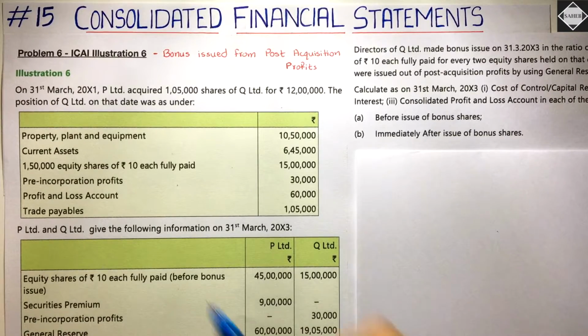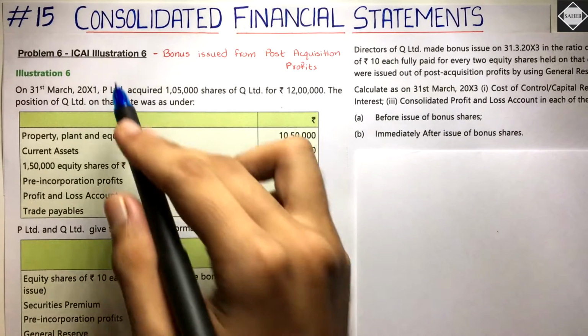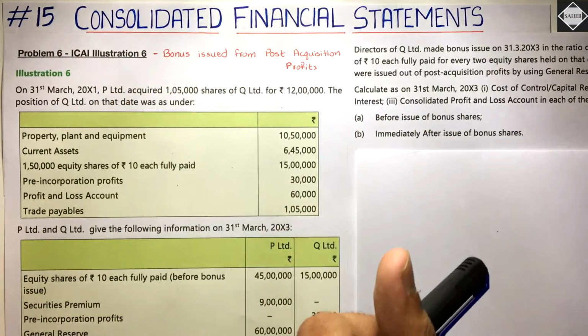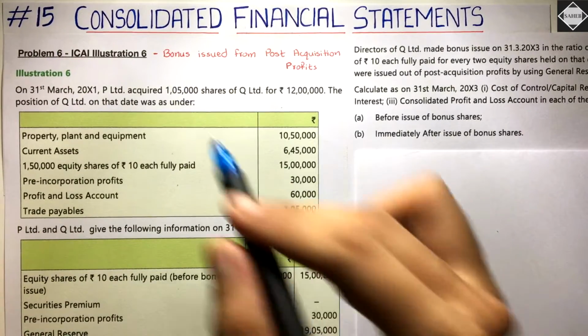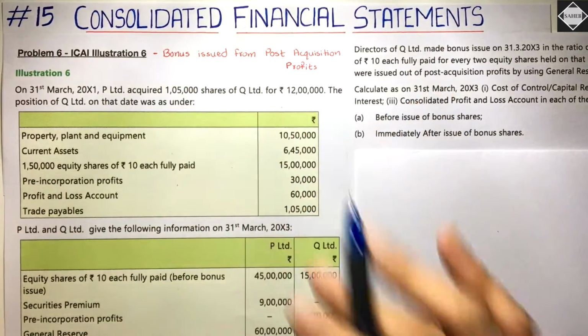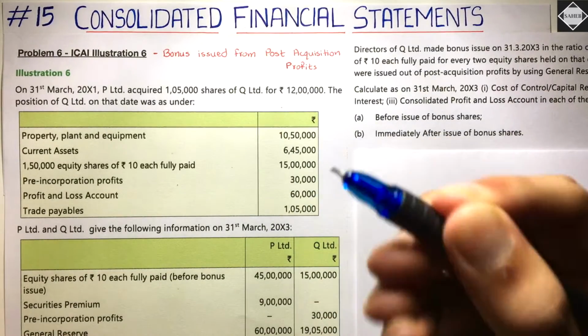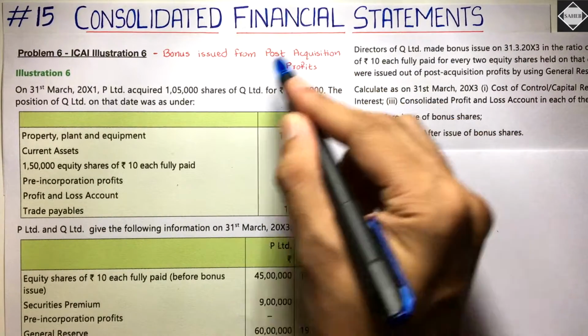Today in this 15th video of Consolidation chapter, we are going to solve this ICAI study material illustration 6, and of our series also this is the 6th problem. And here the main focus would be on the bonus issue, because in this question what's happening is bonus is given out of post acquisition profits.